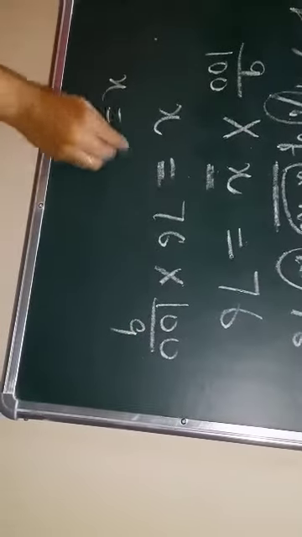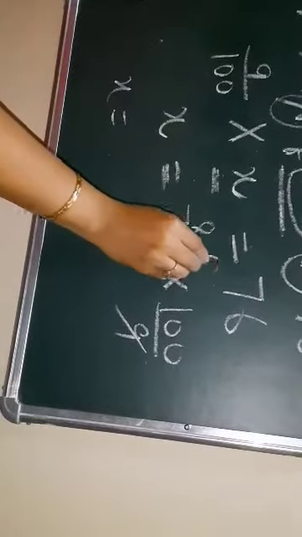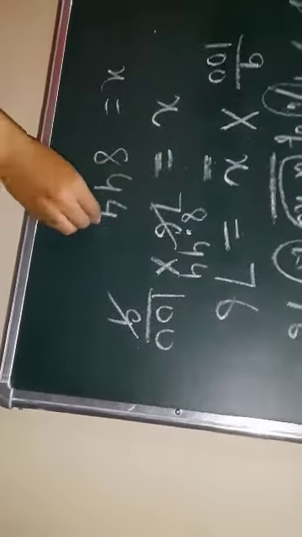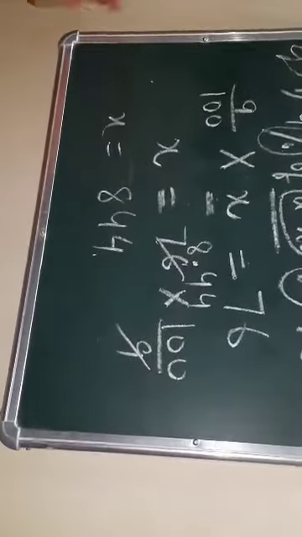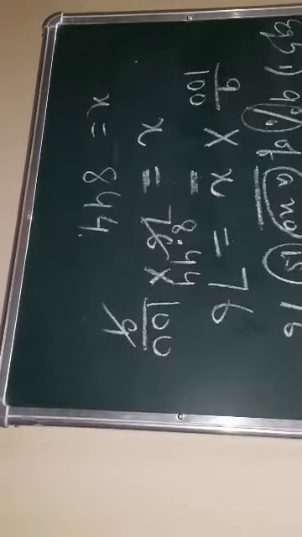No cutting will be there. So 9 8s are 72 and 4 carry. 9 4s are 36, and 4 is 40. So it would be 844. Unit is not given, so it will be just 844.